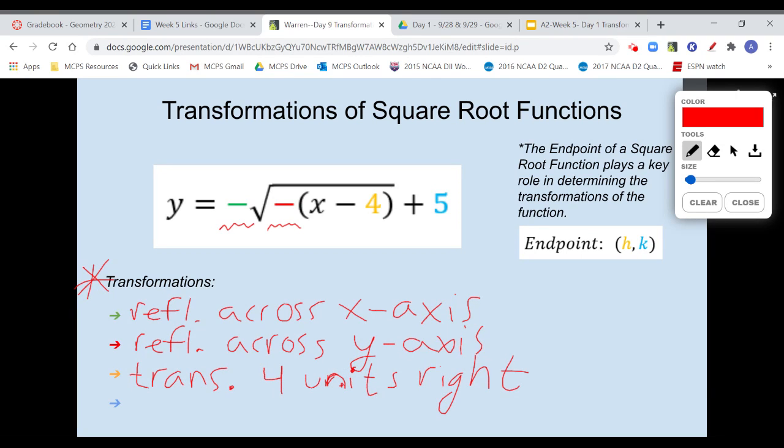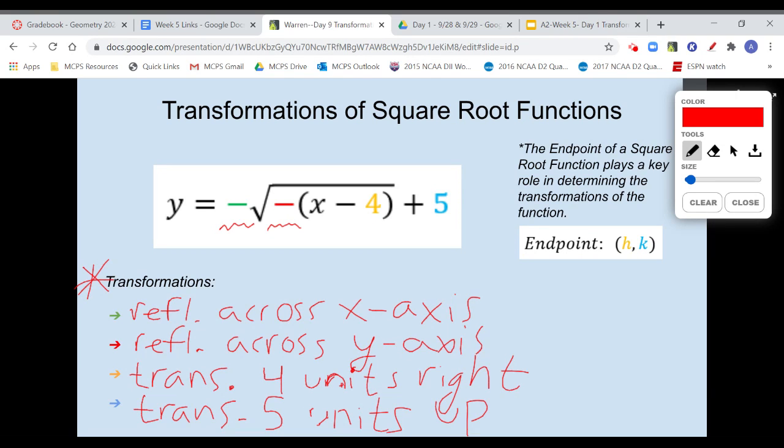Okay. And then the 5 that's hanging out on the outside of the square root, right? It's just at the end after the square root. That is going to control my vertical shift or my vertical translation. And that is going to be a translation of 5 units up because remember on the outside, it is exactly how we would expect. So I'm adding, so I'm going up.